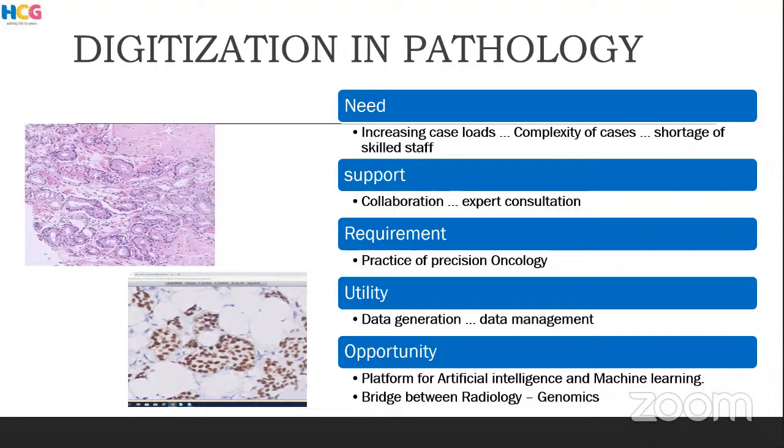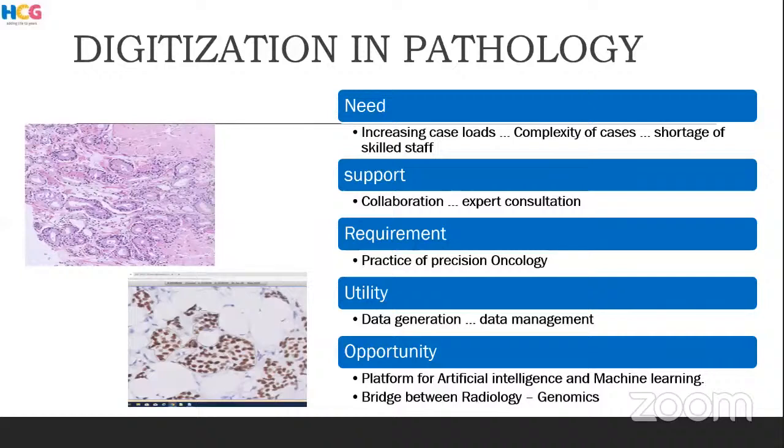And we also realize that there is a shortage of skilled staff, not only the pathologists and the technicians, but also the data scientists who understand what digitization is and what the unsupervised data generated from this is. There is an increasing need for understanding digital pathology and its applications. It helps the pathologists in collaboration.